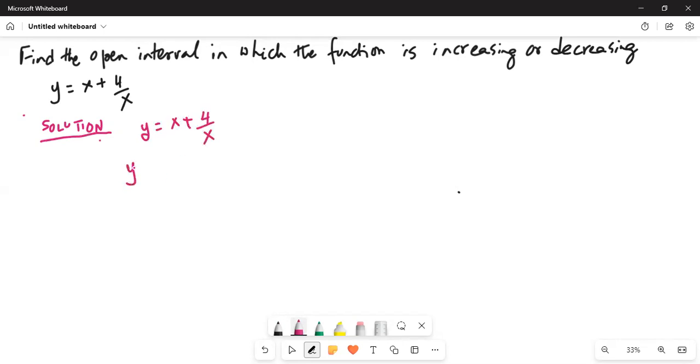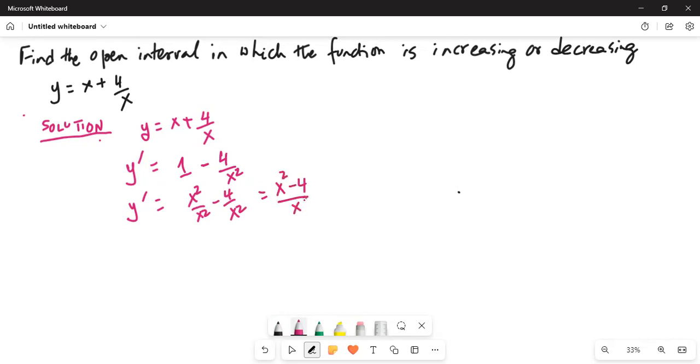So y prime is equal to 1 minus 4 over x square. Why? Because x to the power of minus 1, the minus will come when I differentiate with respect to x, and differentiation of x to the minus 1 is x to the minus 2, so my x square goes in the denominator. So y prime is equal to x square by x square minus 4 over x square, which is x square minus 4 over x square.